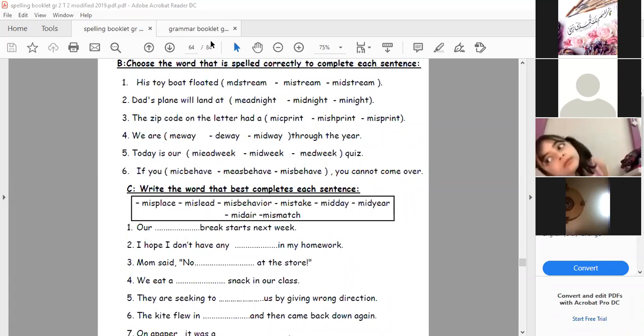Read, yeah? Who didn't answer? Minna, read. Okay, read, Natalia. His toy boat floated. The third one.